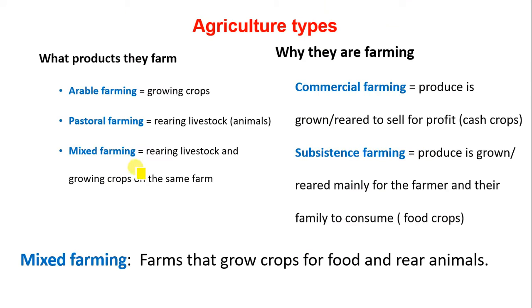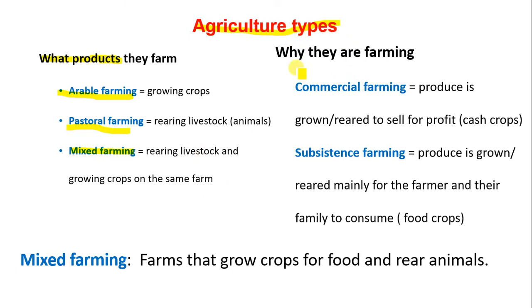So quickly, agricultural types. Now, agriculture is classified based on what product they farm. And based on what product they farm, we have arable farming, which has to do with growing crops, pastoral farming, which has to do with rearing of livestock, that's animals, and mixed farming, which has to do with rearing livestock and growing crops on the same farm. So when you rear livestock and grow crops on the same farm, that's mixed farming.